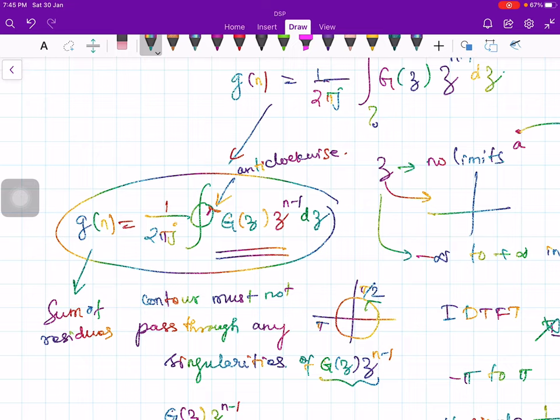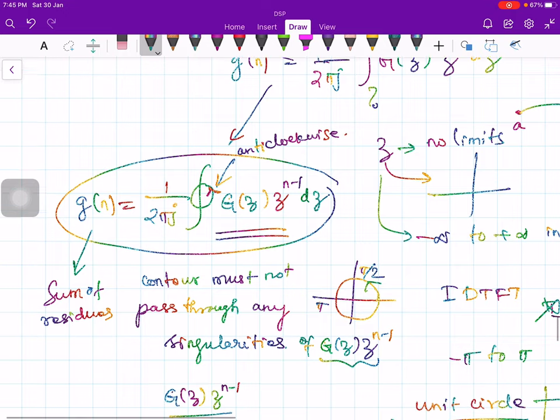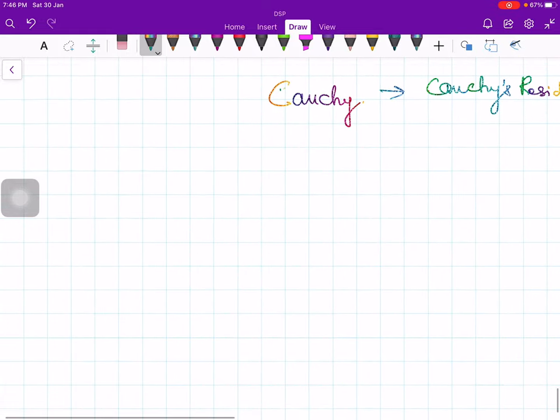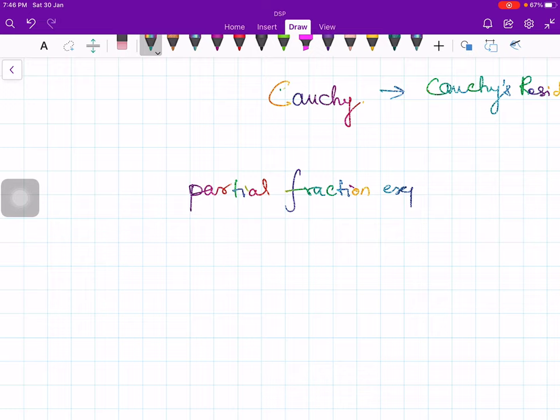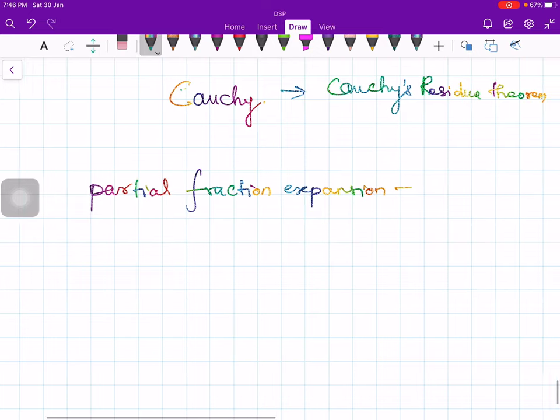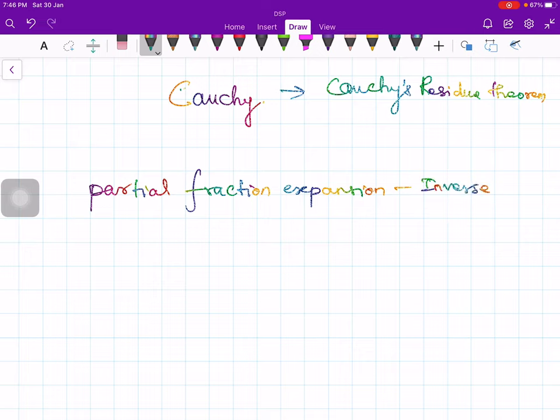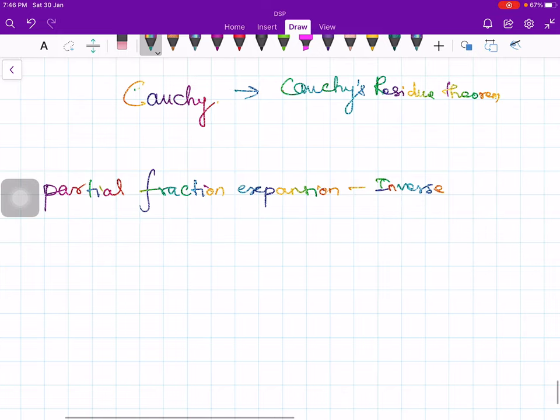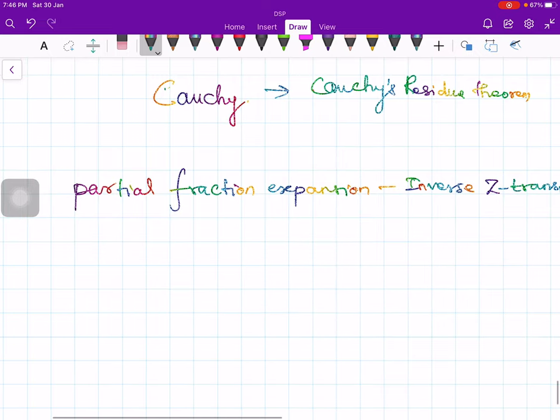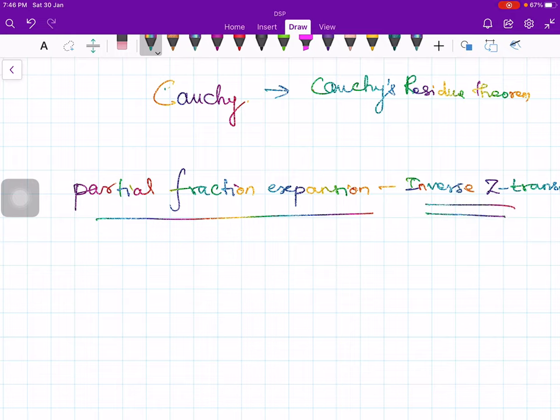So we are more concerned with a method called the partial fraction expansion method. This is very easy for finding the inverse Z transform. And there are 2-3 more methods, we will discuss them one by one. So we don't have to use the contour integral method to find the inverse Z transform. Instead, we will use the partial fraction expansion method, and that we will discuss in the next lecture. Let me stop at this point. Thank you very much.